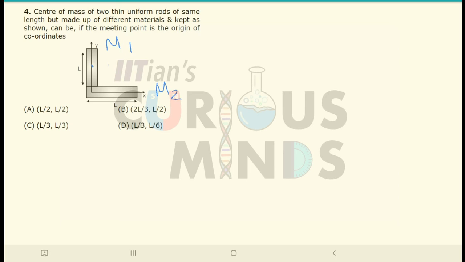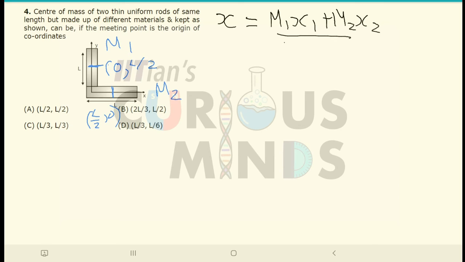For the first rod the center of mass will be at 0 comma L by 2. It will be somewhere over here, and for the second rod it will be L by 2 comma 0. So the center of mass of the entire system, the general formula, will be x equal to m1 x1 plus m2 x2 divided by m1 plus m2.